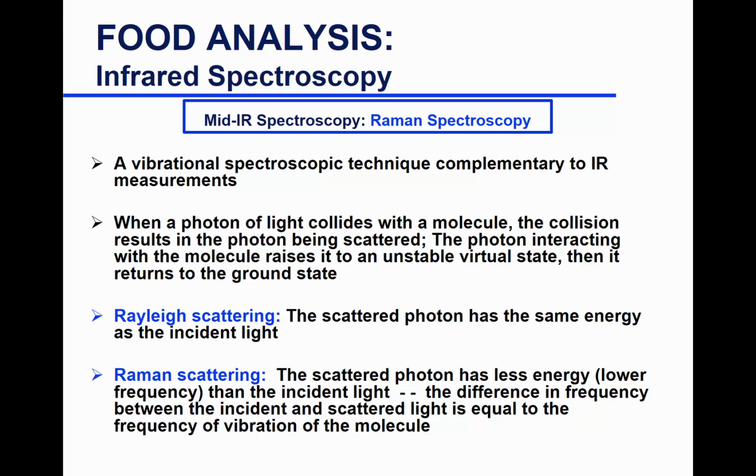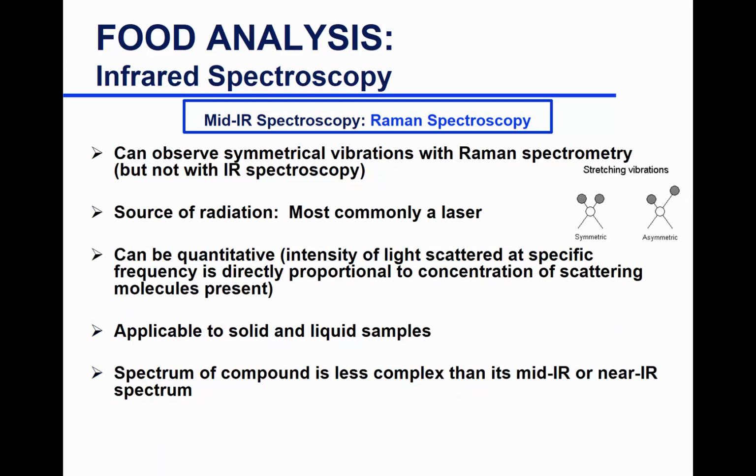So the scattered photon will have less energy because part of the energy got absorbed. Okay? That's Raman scattering: the scattering of a photon with less energy. So Raman spectroscopy can be used to observe symmetrical vibration. You don't care much about this information, that's just knowledge.